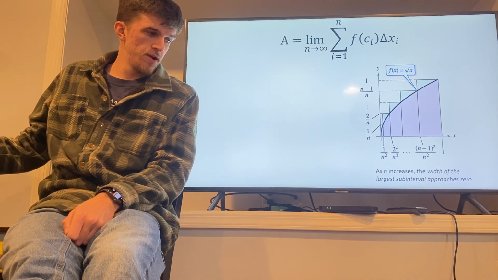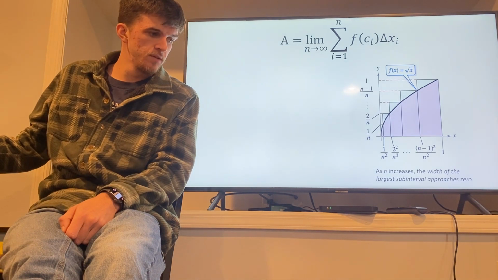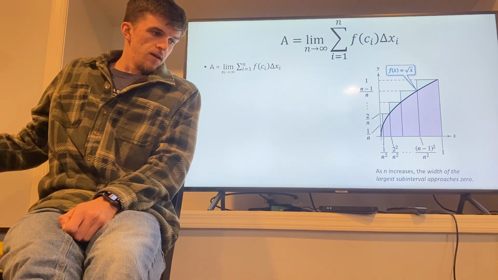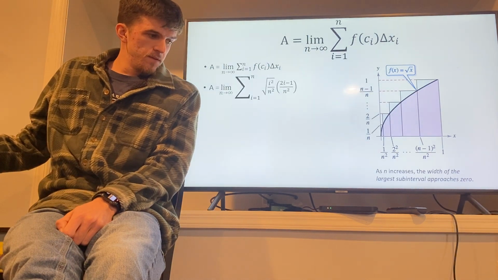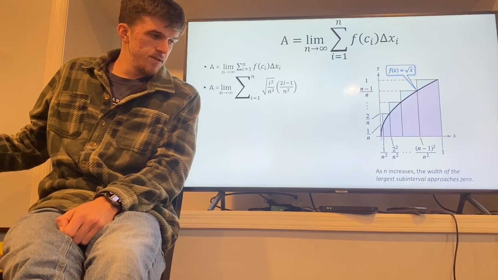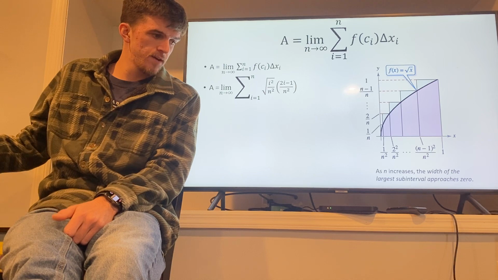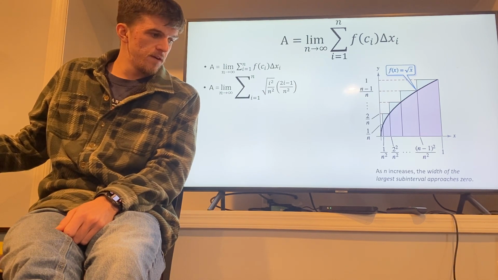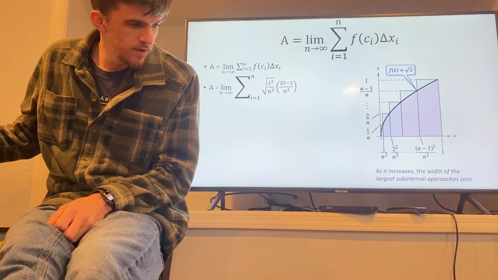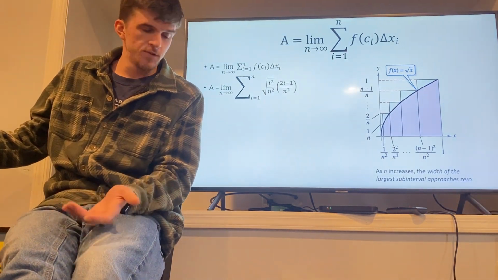So we know that the area underneath this curve is going to be the limit as n approaches infinity of the sum of n terms of our function times the width of each subinterval. So we could plug in f of ci. We know ci is going to be equal to i squared over n squared, and f of x equals square root of x. So we've got the square root of i squared over n squared times (2i minus 1) over n squared, which is our delta xi.